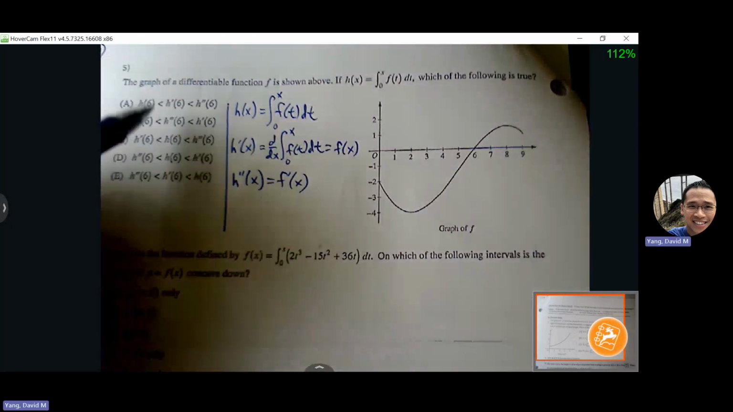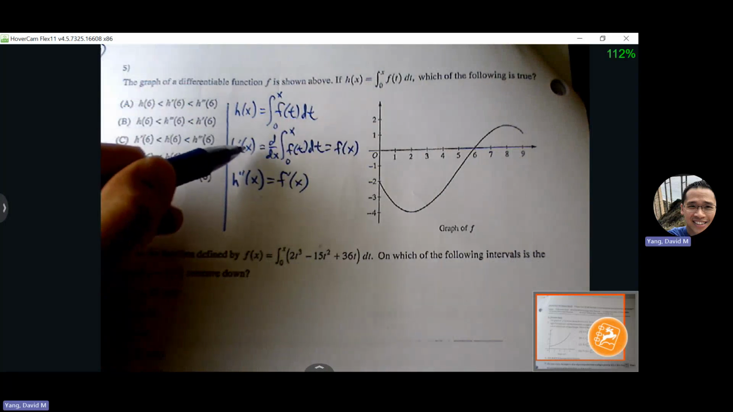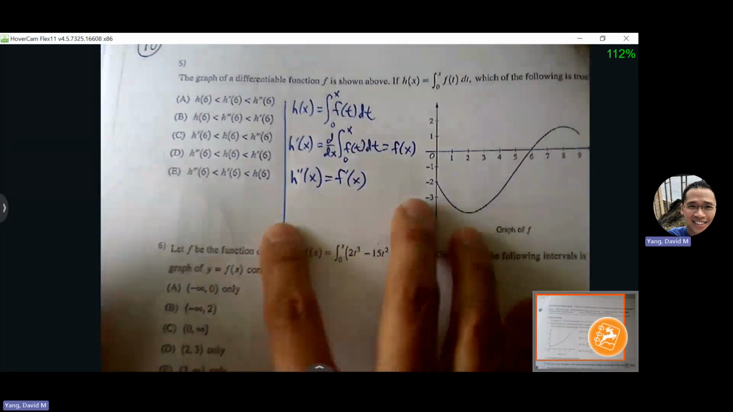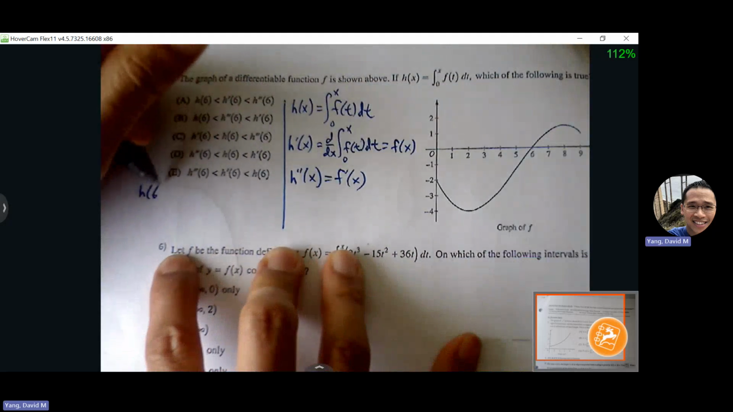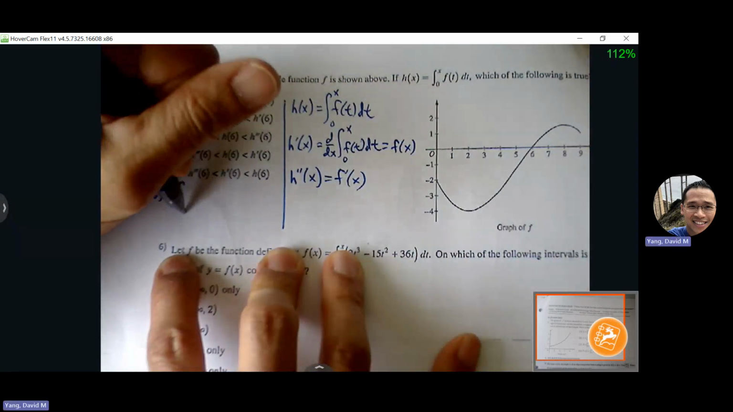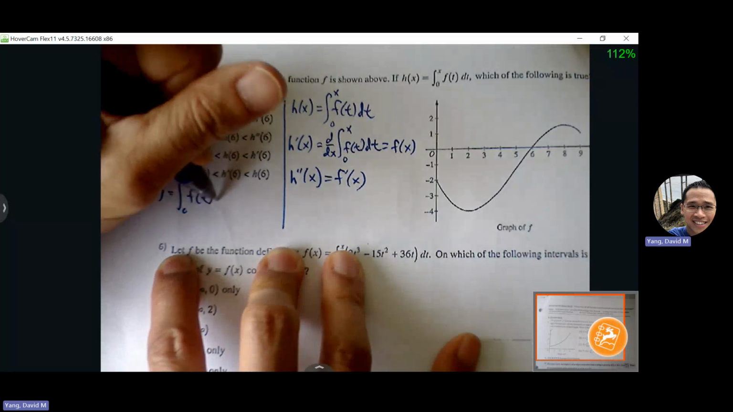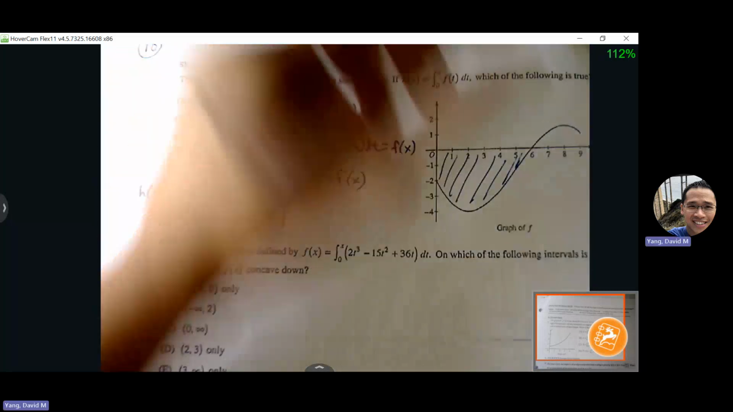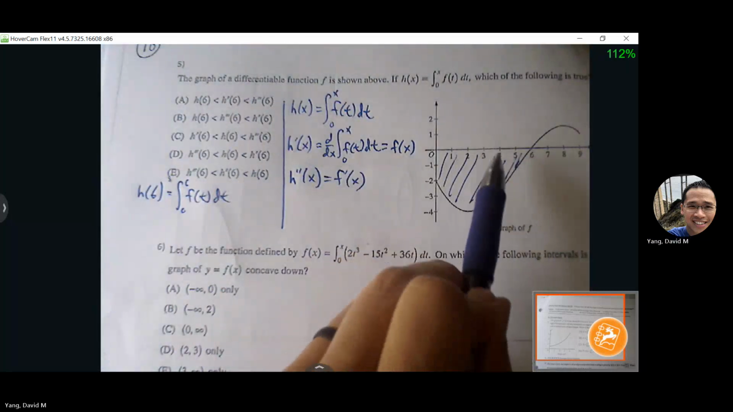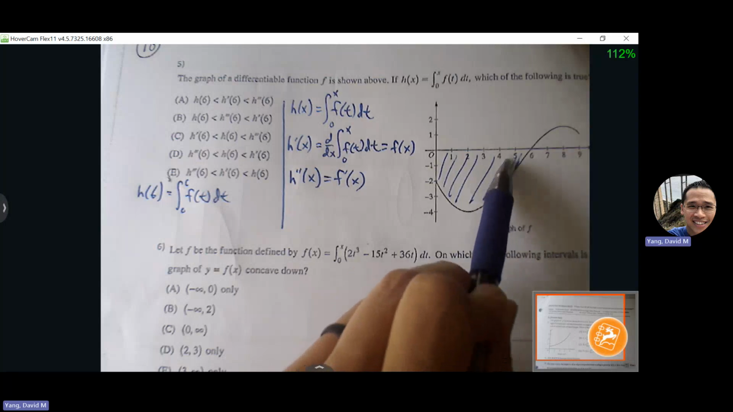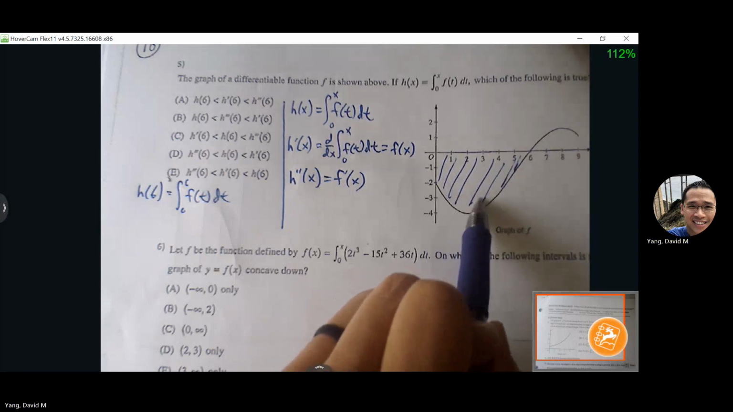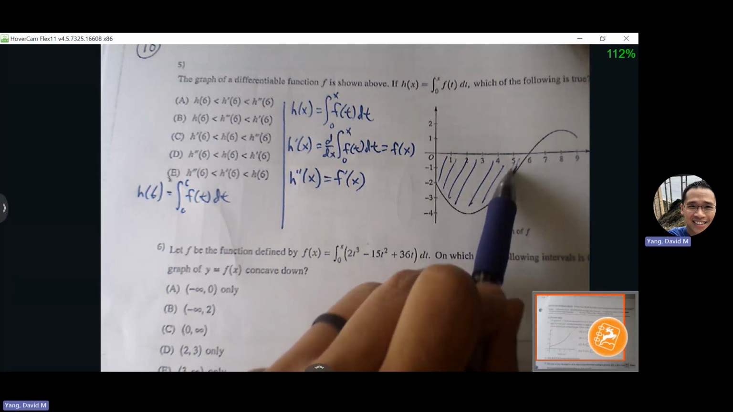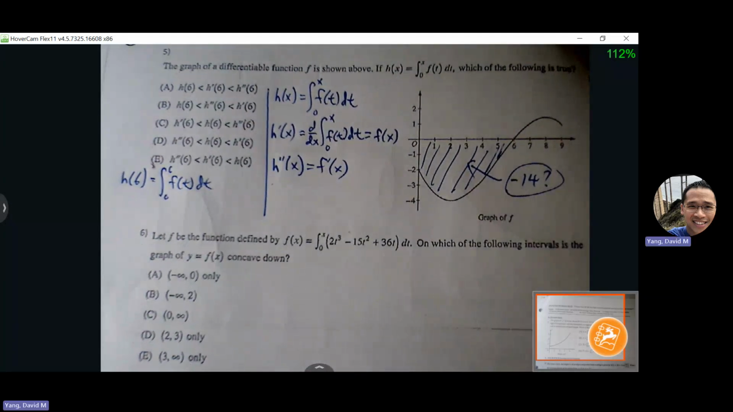So they're asking us to compare h of 6, h prime of 6, and h double prime of 6. So let me just put everything in place there. We know h of 6 is the definite integral from 0 to 6 of f of t dt. So it's going to be this here. What do you know about this value? Negative, right? I'm just going to create a rectangle out of this, maybe like negative 15-ish. Something like that. I'm just doing a really ballpark value here.